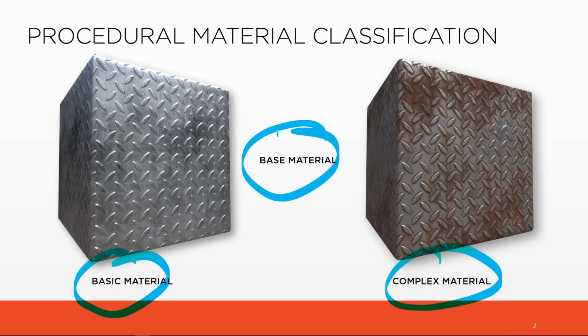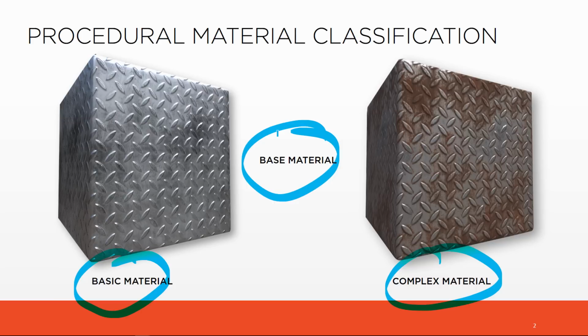Now, the key aspect of a base material is that it's reusable and that it's modular. By reusable, I mean that the material can be shared across teams and used in many different projects. And with modular, I am referring to the material being used on any type of asset. And so we always want to keep this in mind when we're creating procedural content.